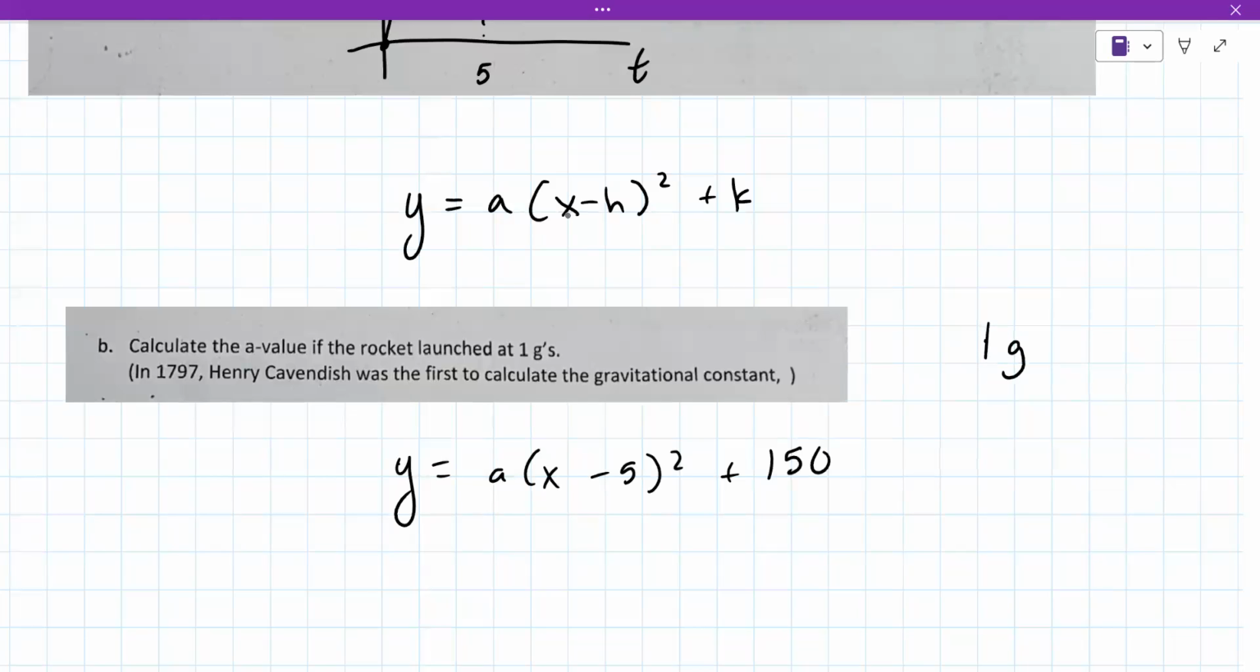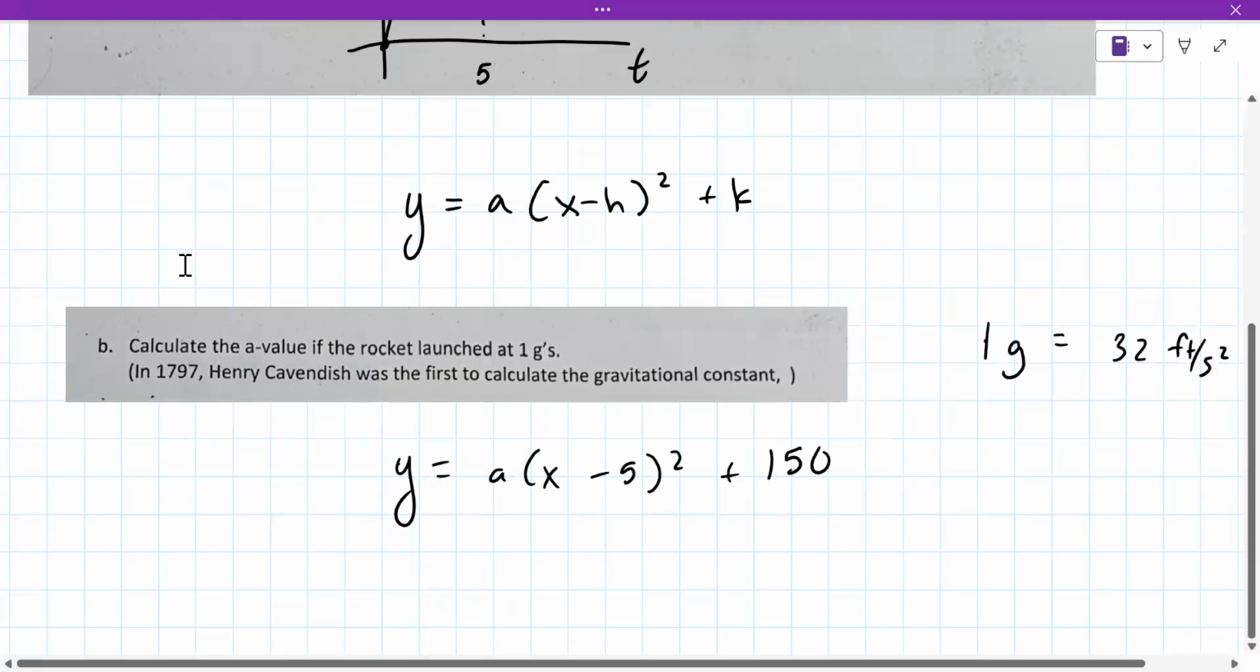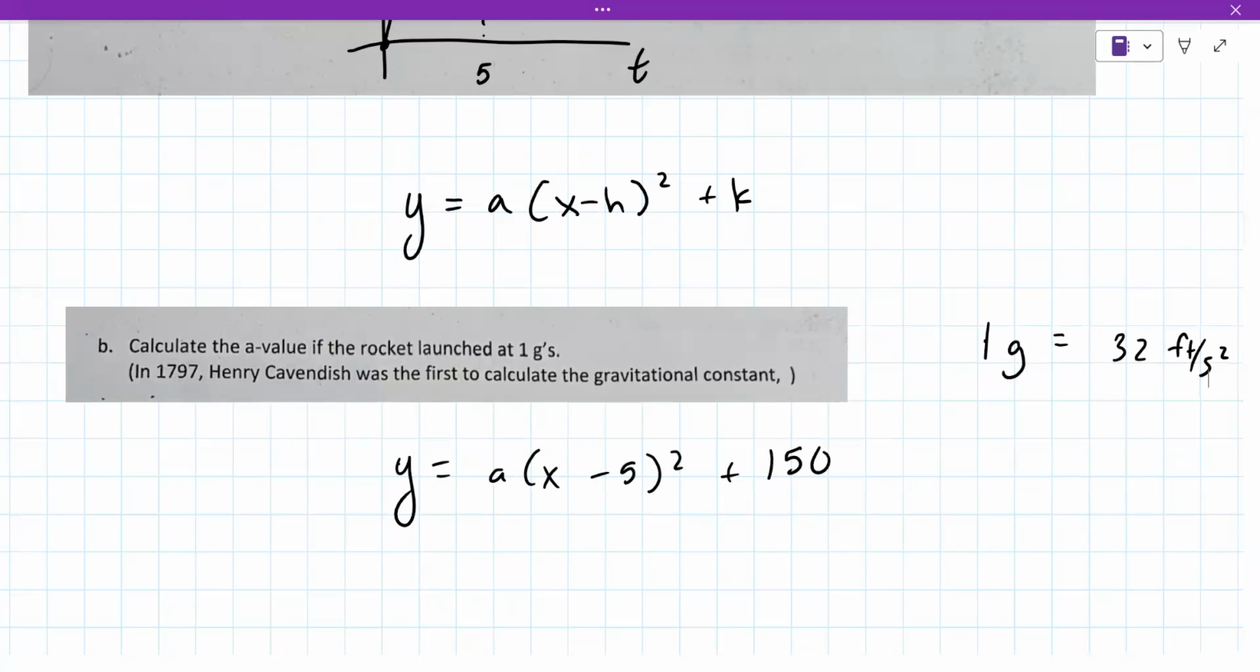1 G is 32 feet per second squared. I know that from physics. I don't know how you're supposed to know that from this piece of paper. I don't know what G's are. Well, let me just do a quick search, because it probably came from the internet, from some problem out there. So let me see if I can find where it came from to give us some insight.